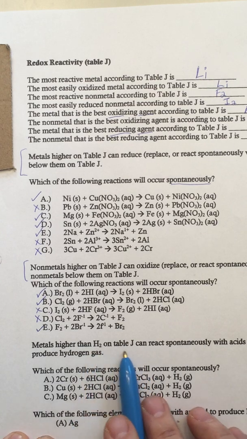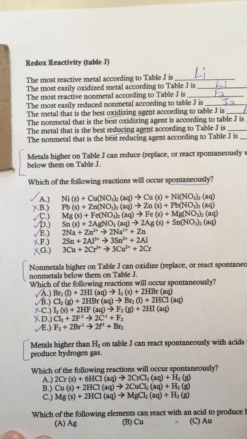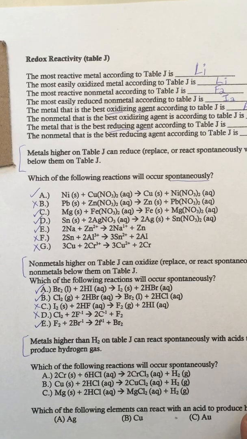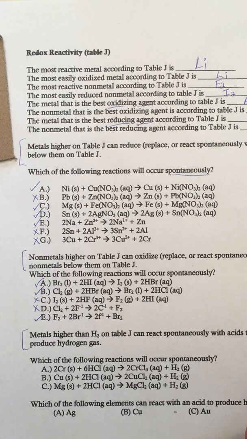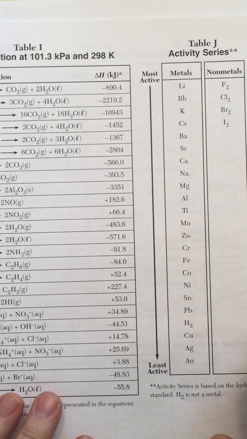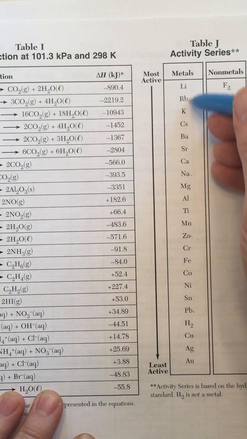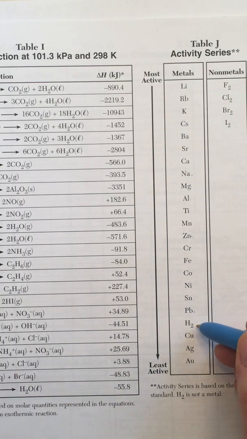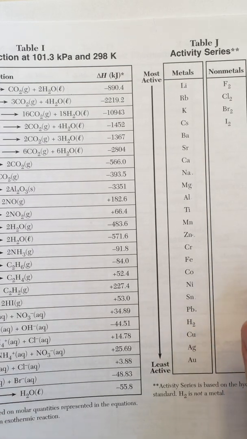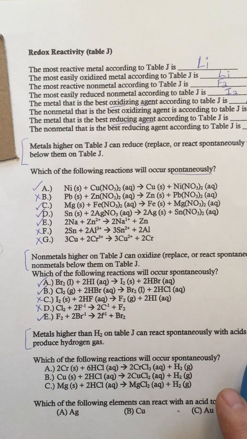Metals higher than H2 can react spontaneously with acids to dissolve and produce hydrogen gas. Now, we did this earlier in the year when we were talking about the properties of acids, I believe. Which of the following reactions will occur spontaneously? So it's the same idea. Let's remind you of where hydrogen is on this thing. Hydrogen is here. So anything above hydrogen here will displace, the acid will react with it, and then it will cause hydrogen gas to become liberated, and then you get that popping sound if you've got a flame there.